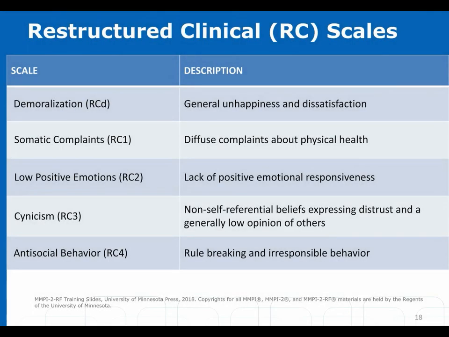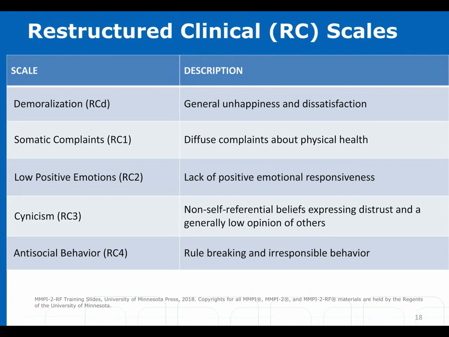On this slide, we have the restructured clinical scales, the first 5 of this set of scales. The first scale is RCD, demoralization, which measures general unhappiness and dissatisfaction. Other descriptors for individuals who score high on RCD include sad, distressed, depressed. Despite the fact that depression is listed as one of the descriptors, RCD is a non-specific construct that is present in a variety of psychological disorders, primarily mood disorders, but also other types of disorders.